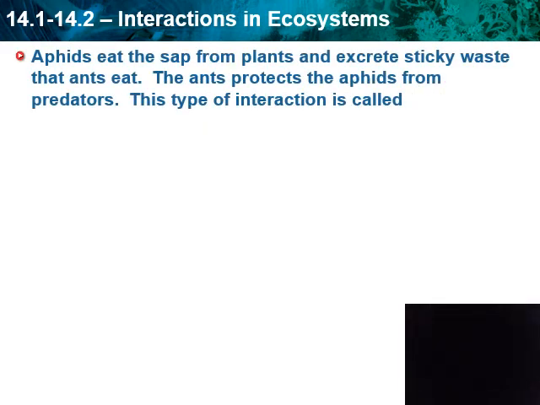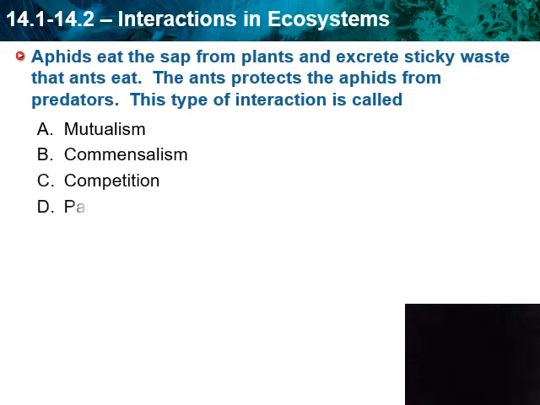Aphids eat the sap from plants and excrete sticky waste that ants eat. The ants protect the aphids from predators. This type of interaction is called what? So think about those symbiotic relationships. What kind was it? This one is mutualism. They're both getting a benefit. The ants protect the aphids, and the aphids eat the sap.